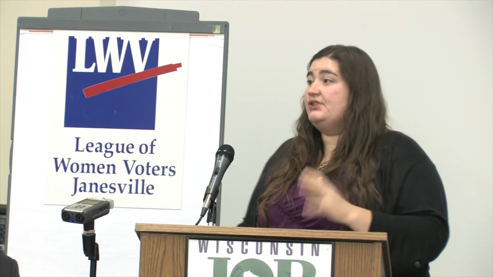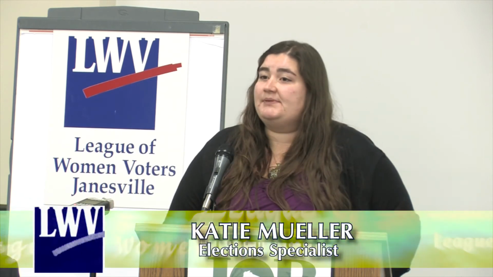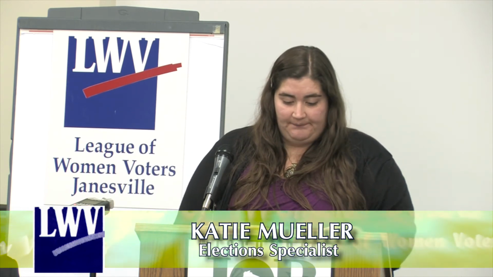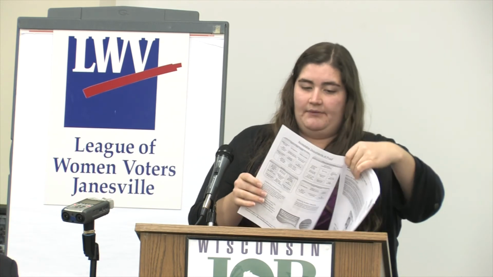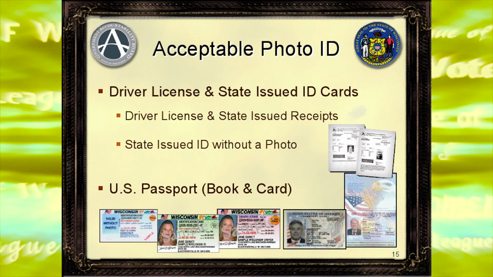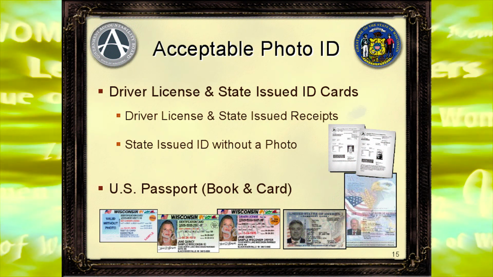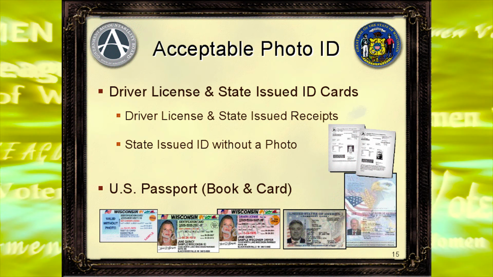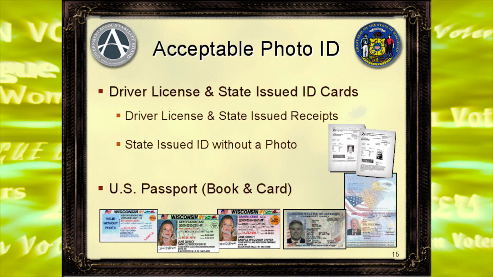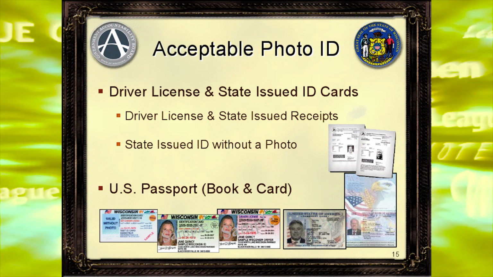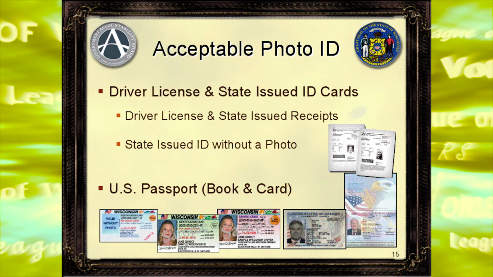So we have examples in our packet of all of the different types of identifications that are acceptable for voting purposes. We have driver's license and state ID cards. Those are on page 15 and 17. And each of these, like I said, on the back of the driver's license, it also tells you the documents you're going to need in order to get a driver's license. So each one of these pages includes information on the type of identification. So you can use your Wisconsin driver's license or your Wisconsin state ID card.